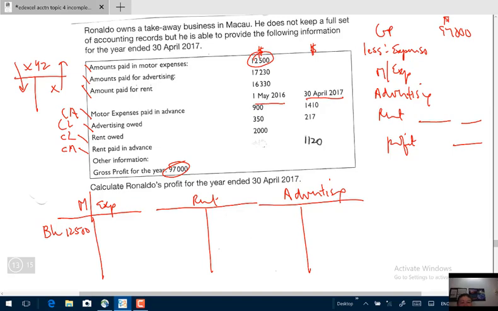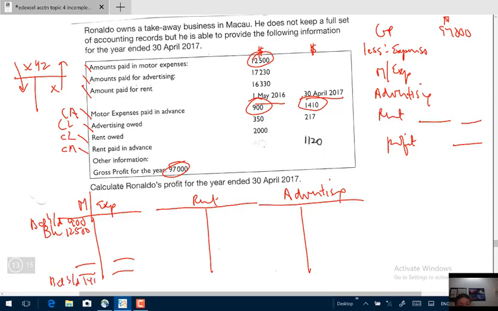And this one, motor expenses paid in advance. Now, motor expenses paid in advance, that means at the beginning of the year we have a prepayment. Prepayment means it's a current asset, right? You pay in advance, you haven't been given service, so that is a current asset to you. At the end of the year, we are still at a prepayment.